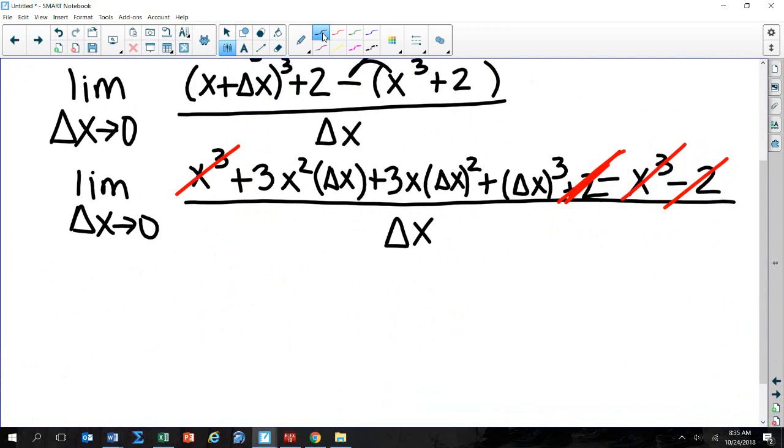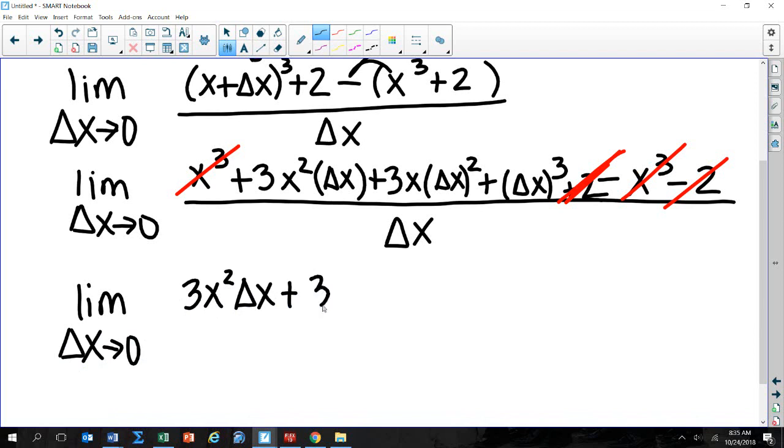Okay. So we have the limit as delta x approaches 0 of 3x squared delta x plus 3x delta x squared plus delta x cubed, all over delta x. I want you to understand that delta x is one quantity, so you're really squaring one quantity. If you don't want to write the parentheses around delta x every time, I'm okay with that. I'll know that you mean implied parentheses.